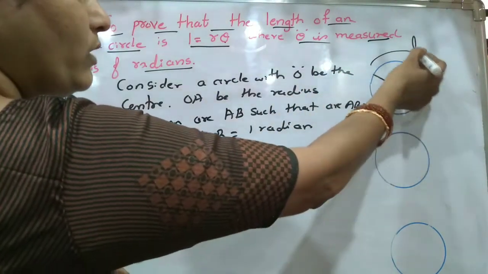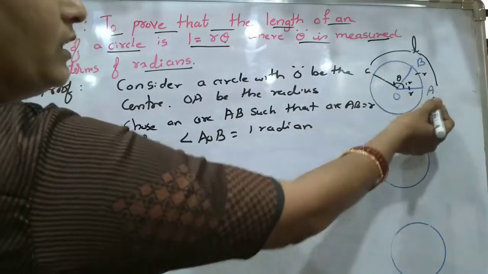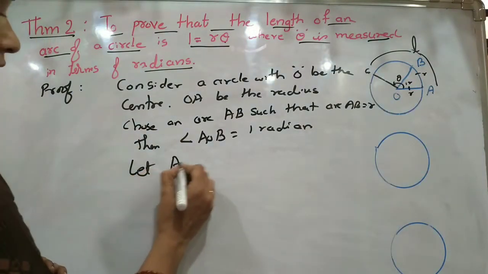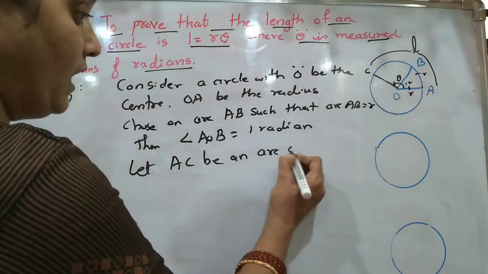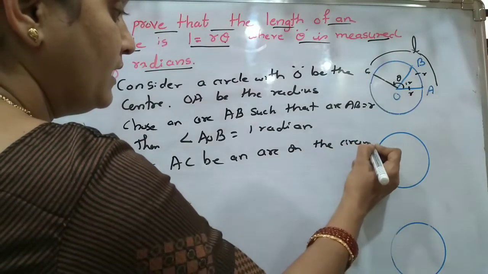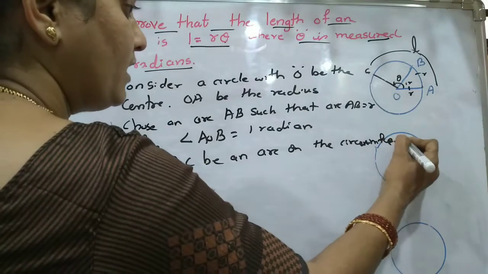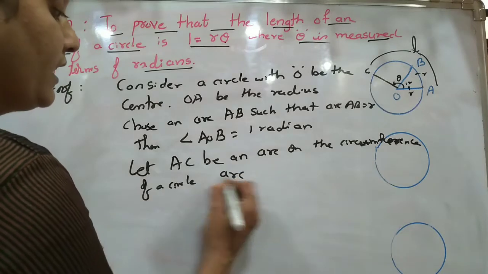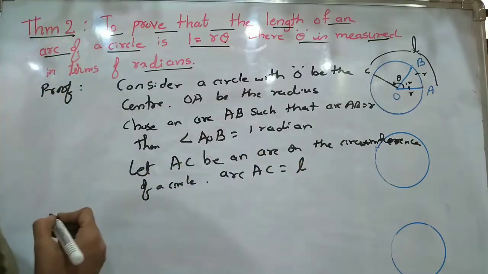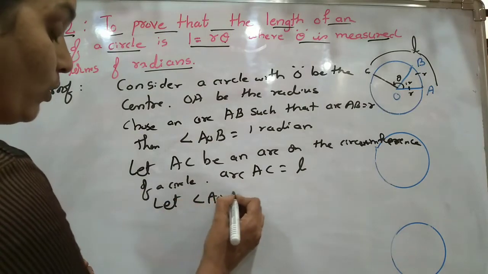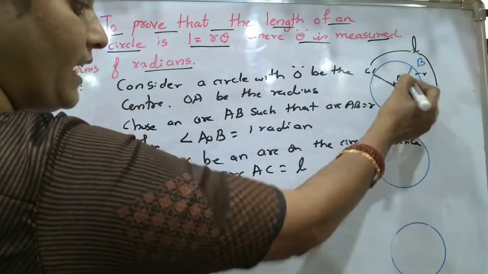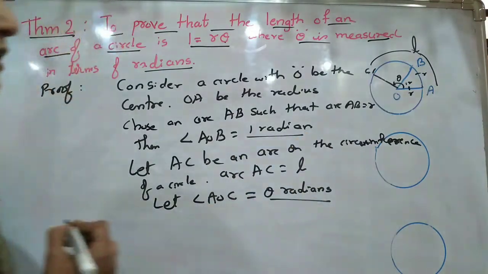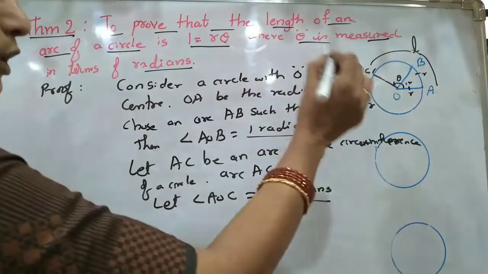I want to find out the length of this arc. Let me call this point C, and there is an arc AC whose length is L. Let AC be an arc on the circumference of a circle. Arc AC is of length L. Let angle AOC, the angle subtended by this arc AC at the center, be theta radians. Since I took the earlier angle in terms of radians, this also I choose in terms of radians only. And we know one more thing.